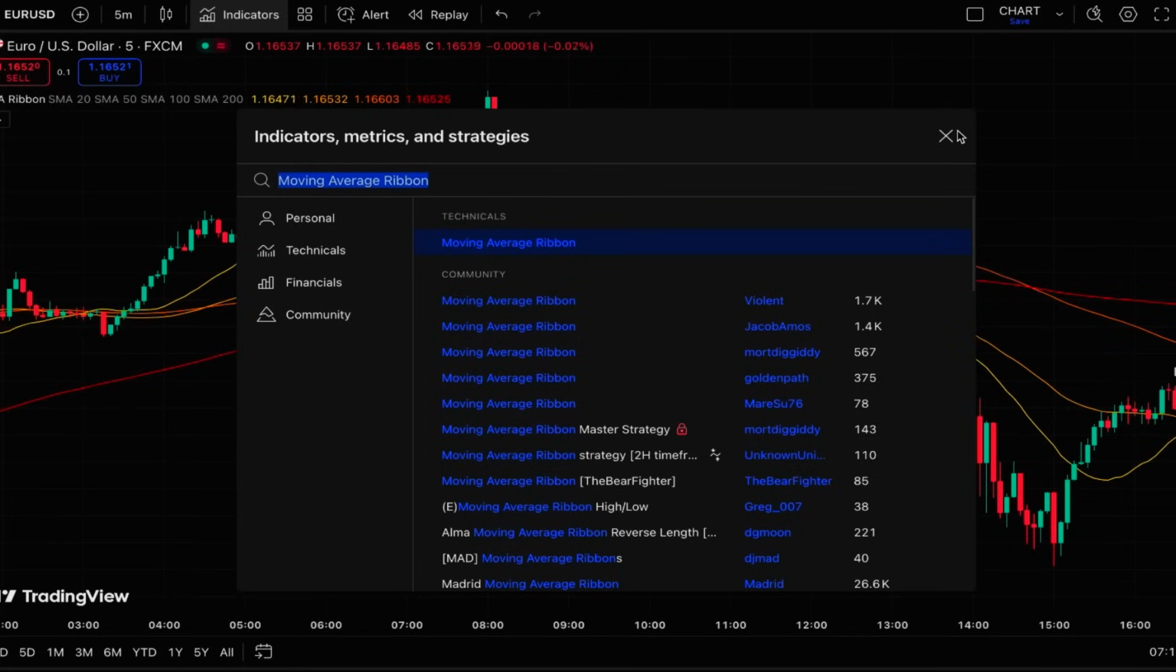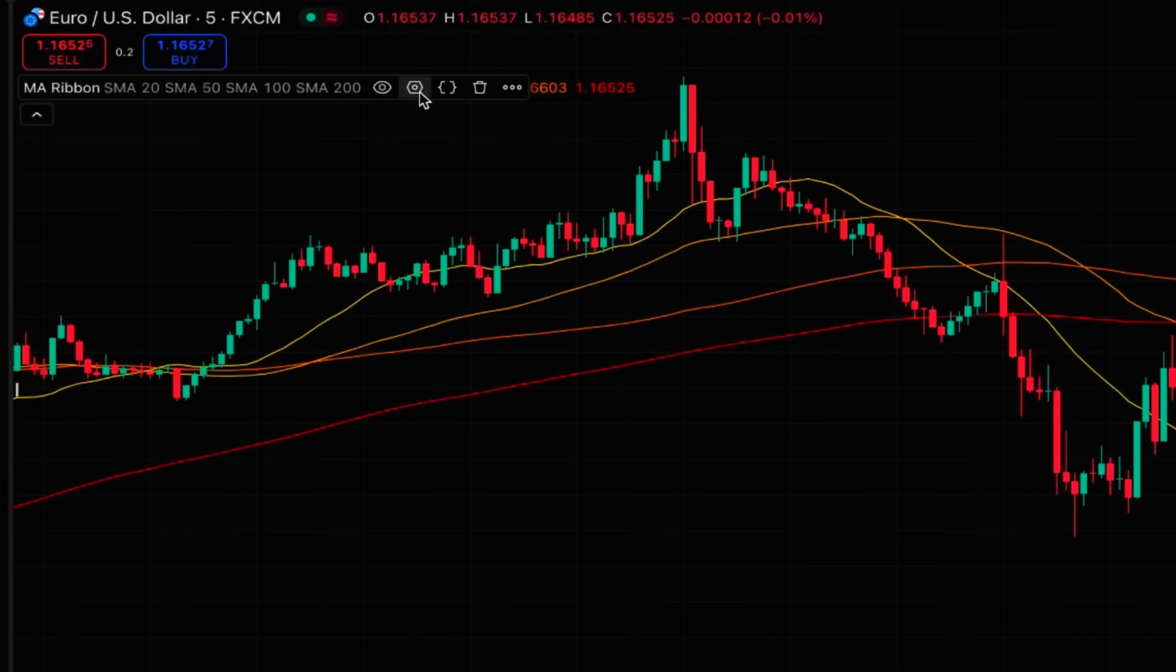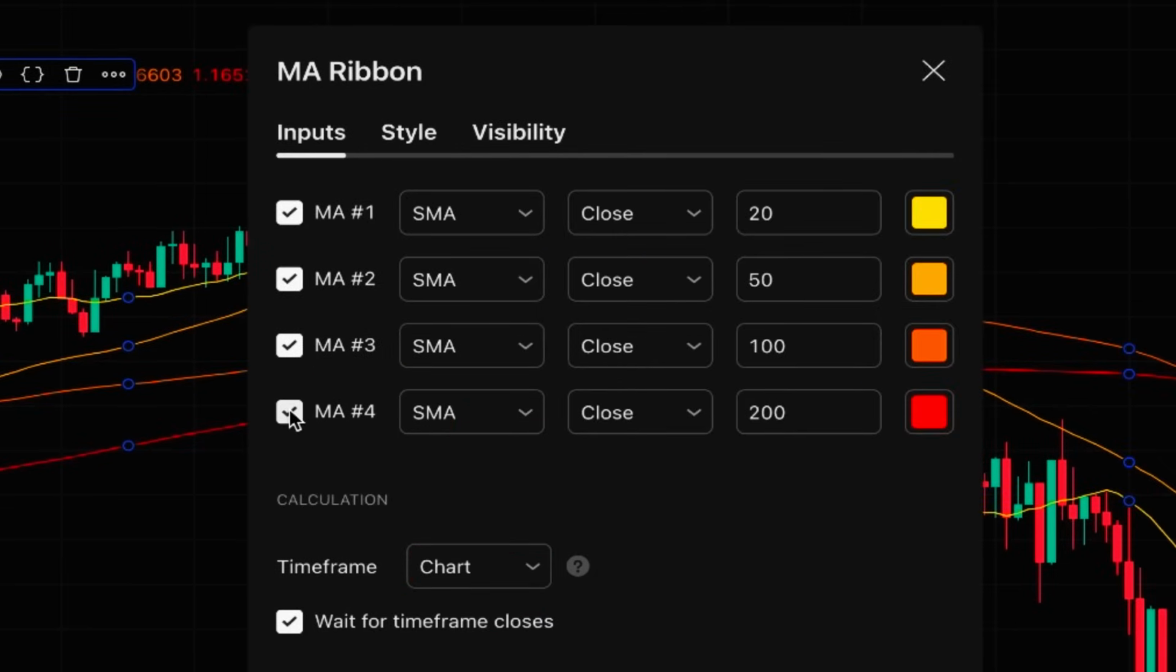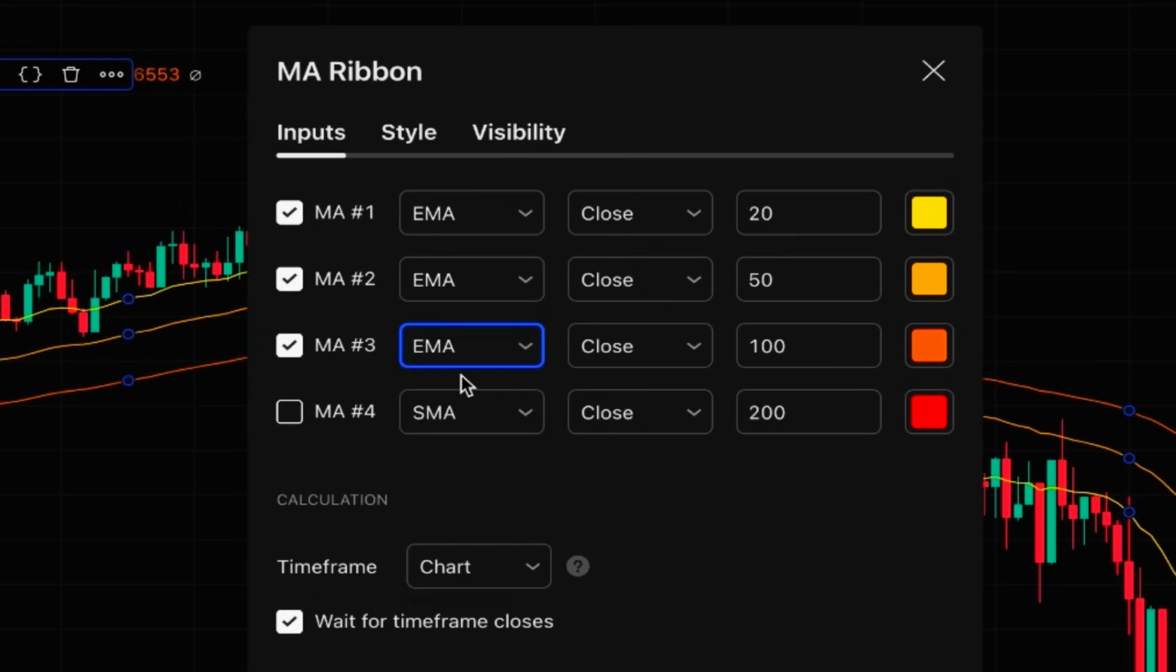Then we need to change its settings, so we go to the settings of the ribbon, and first here in the inputs tab we remove one of the moving averages, because in this trading strategy we only need 3 moving averages. The 3 of them should be exponential moving average, so we set EMA for them. And these exponential moving averages should have length of 96, so we set 96 for them.